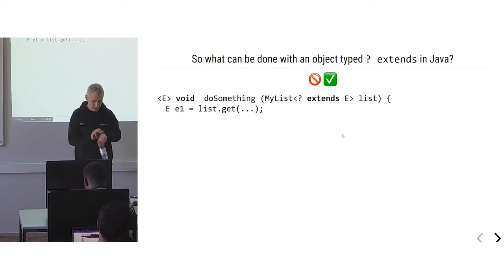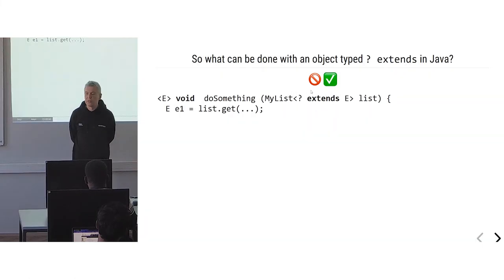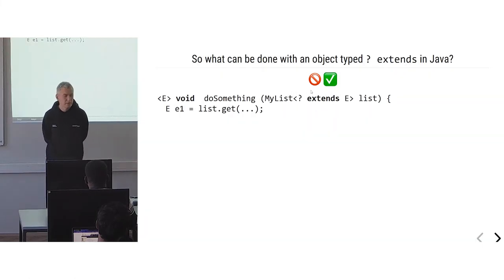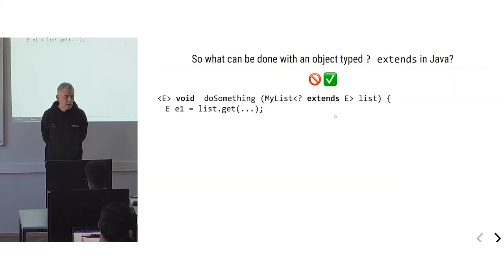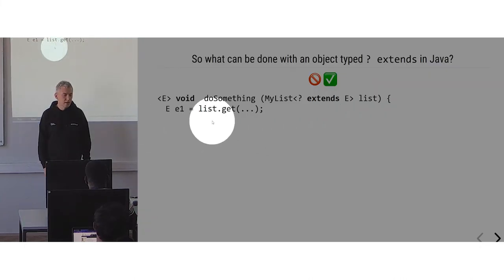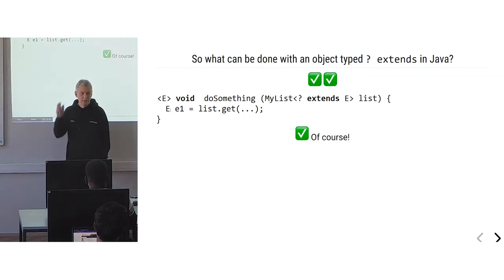Okay, some quick quiz. By the way, this is often asked at job interviews. What can be done with an object of type question mark extends in Java? From now on, it will be only two variants. Either it won't compile or it will compile. So we have doSomething, myList of type List question mark extends E. And inside this method, I'm getting elements from this list and assigning it to a variable with type E. Is it okay or it won't compile? Okay, cool. Of course, it's what I just showed you.